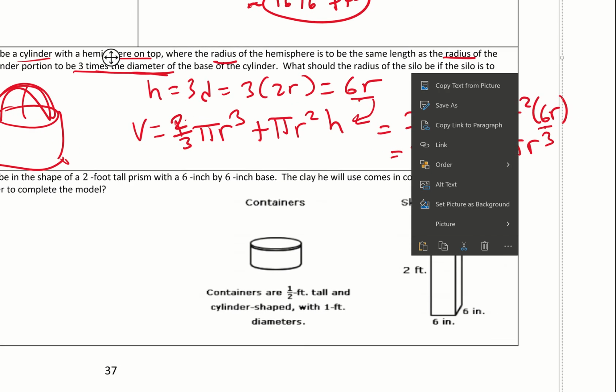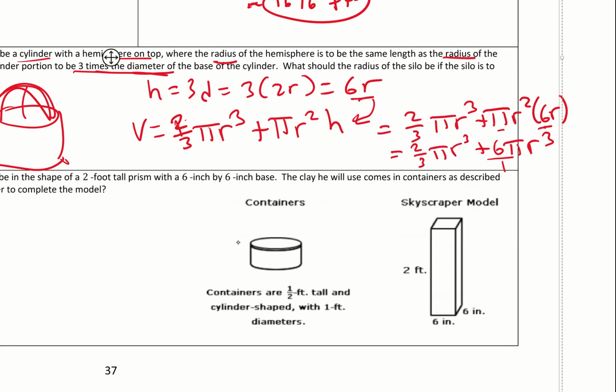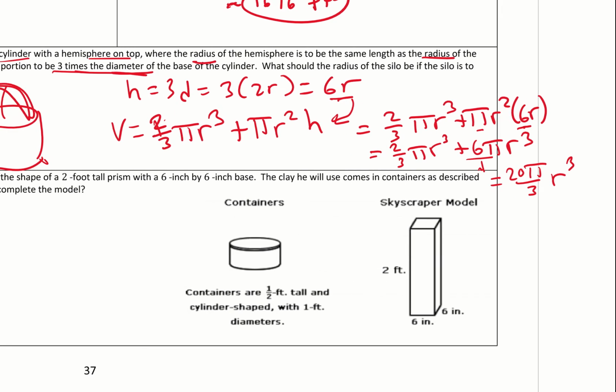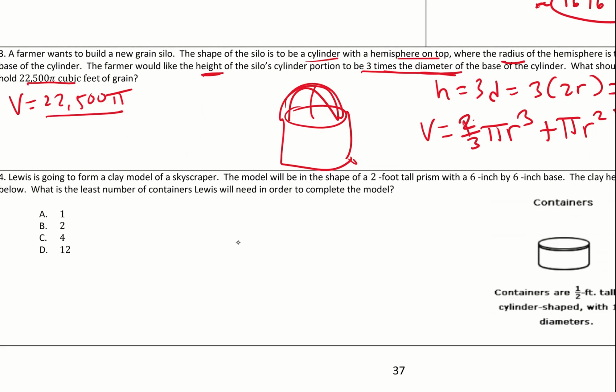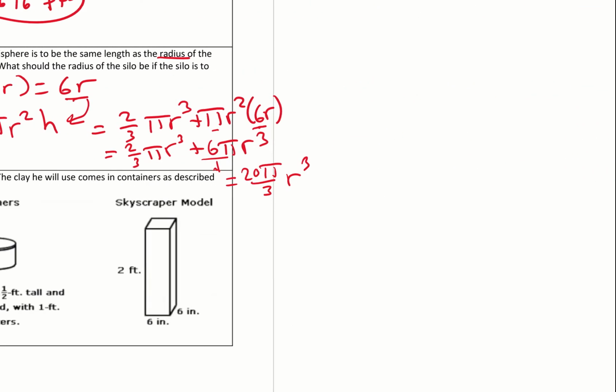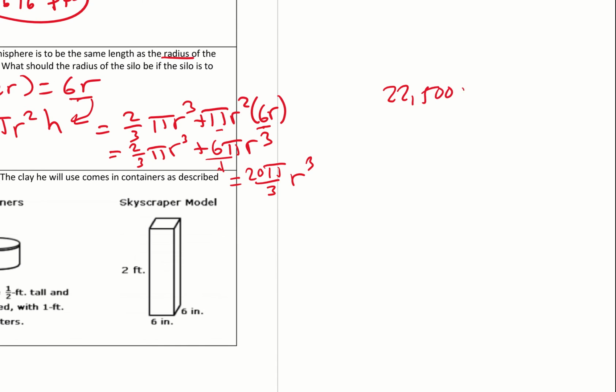Now I'm going to go through this a little quickly. If I combine 6 over 1 with 2 over 3 with a common denominator, I'm going to get 20 over 3. So I get 20 pi over 3 times r cubed. I'm going to skip that step just so that we can save some time. And so this is the formula for the volume. Now we know that the volume is equal to this, so we're going to plug that in now. So 22,500 pi is equal to the volume formula that we got.